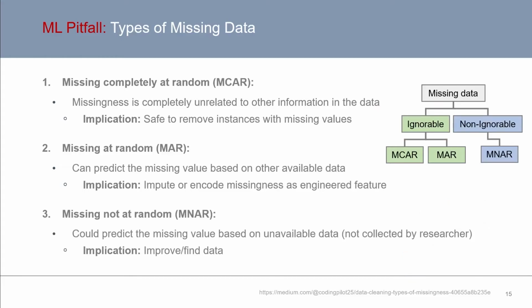And lastly, we have missing not at random, or MNAR. In this case, it should be possible to predict the value of missing values based on data that isn't currently available. In other words, perhaps it didn't happen to be collected by the researcher, or perhaps it was impossible to collect. This type of missingness is most dangerous within a study and is not ignorable. Ideally, a researcher should seek to obtain those missing values or understand the specific reasons for its missingness before drawing conclusions or putting a model trained on this data into practice.